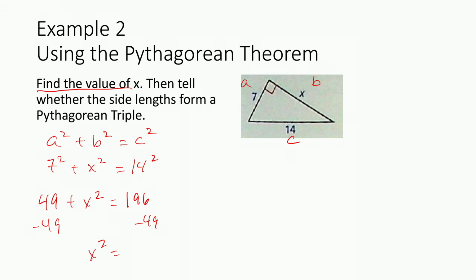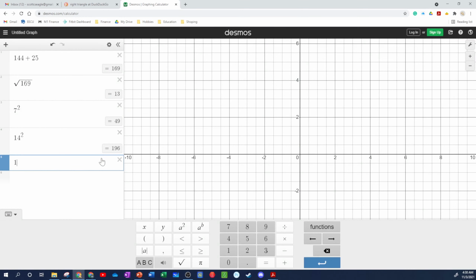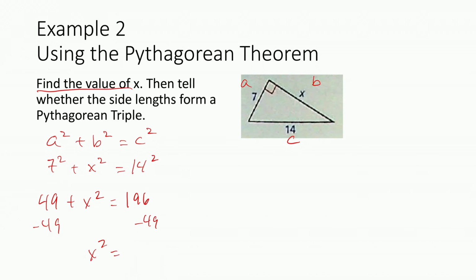x squared equals, let's go back over here. 196 minus 49 is 147. So I'm going to go ahead and write that. It's going to be 147. Okay? So again, we're left with x squared, and we're trying to get x by itself.